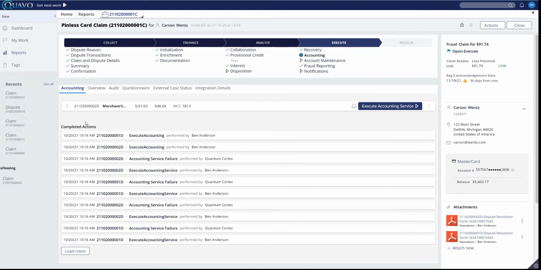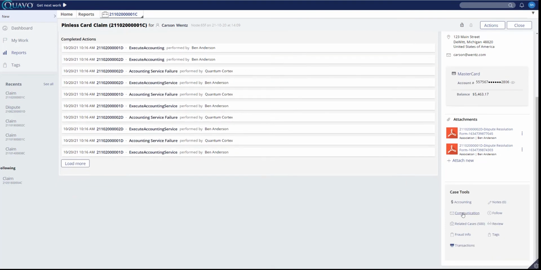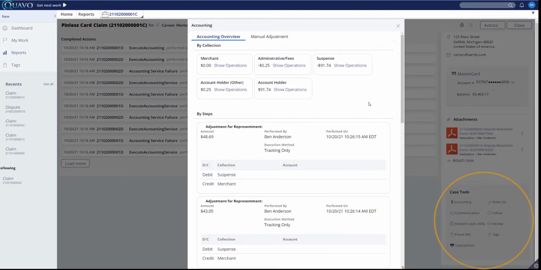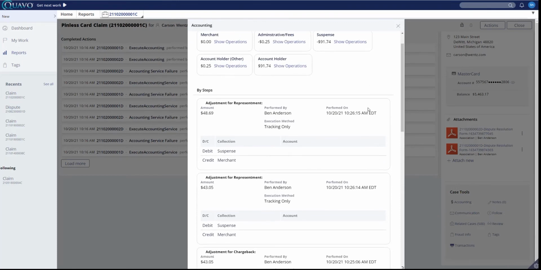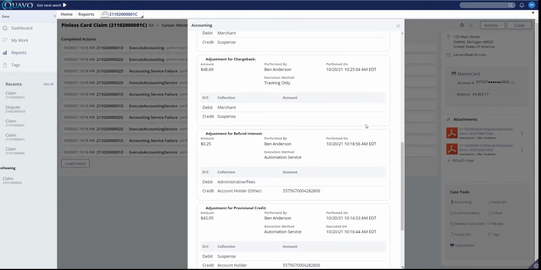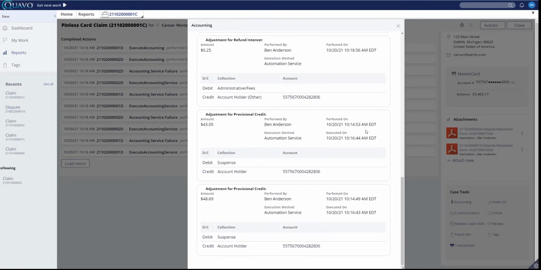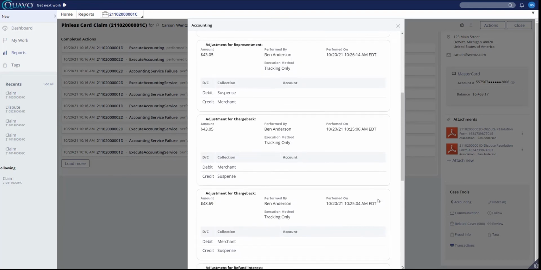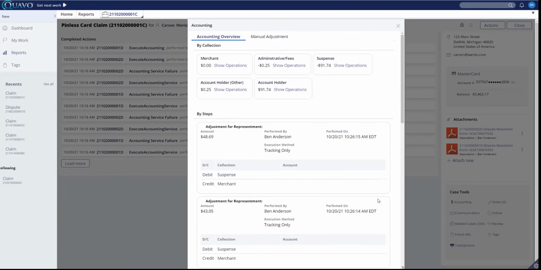In addition to the accounting step in execute, in the lower right-hand corner of the user interface, we have our accounting tools that can be utilized. In this tool, we can see where the money has moved so far in this case, and where it is currently offsetting. This allows us to reconcile any money movement that may have occurred so far in this case. You will notice that this will track both accounting that QFD is completing, as well as accounting that is for tracking purpose only, such as settlement accounting.